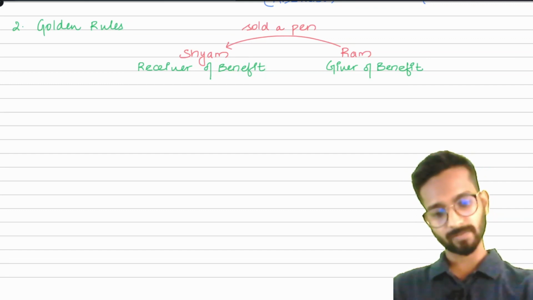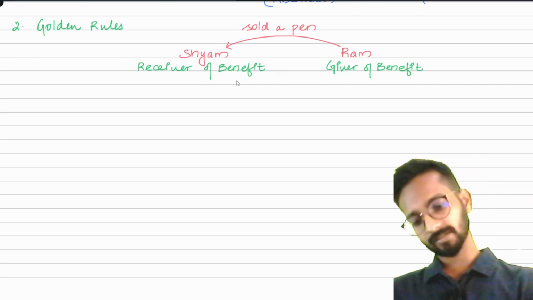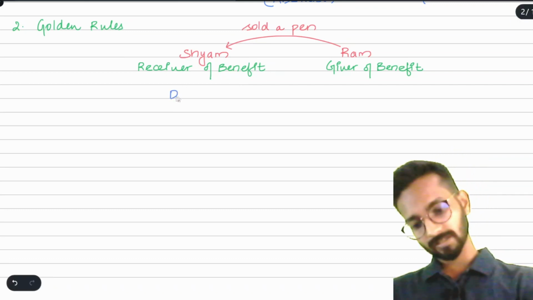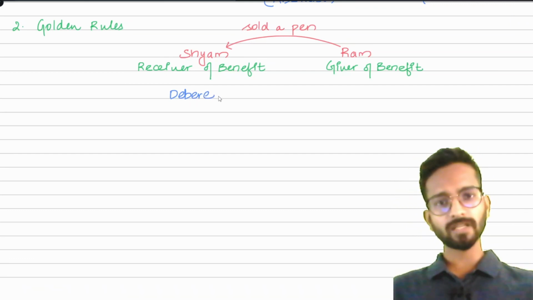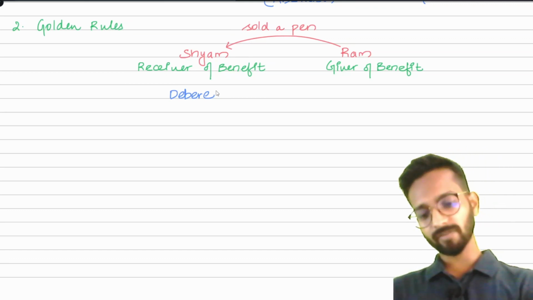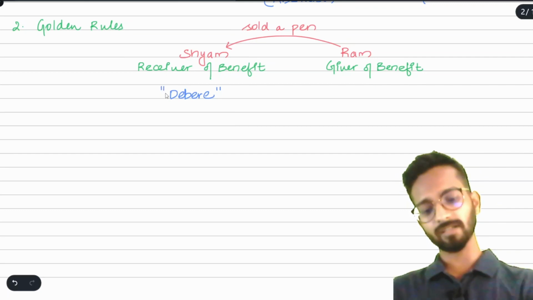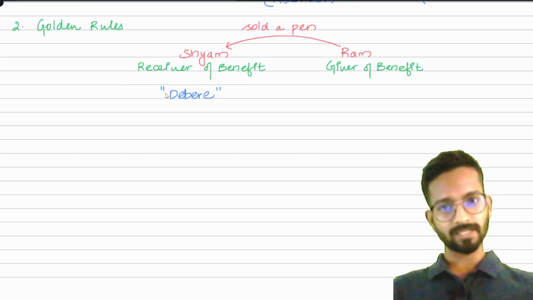Now understand this. The receiver of benefit is called as debris. Sir, suddenly you are telling it is debris. See, in old Latin, receiver of benefit was termed as debris. Sir, but why are we learning old Latin suddenly? Because now we are entering into the golden rules and how to write a particular entry, or how to record the financial transaction. So we are supposed to understand this.